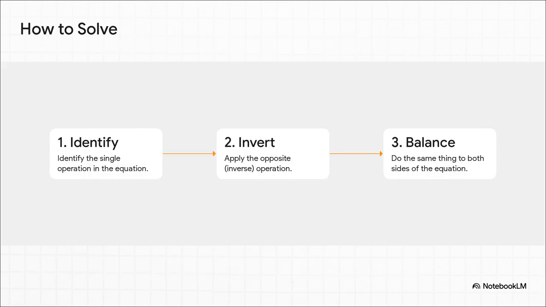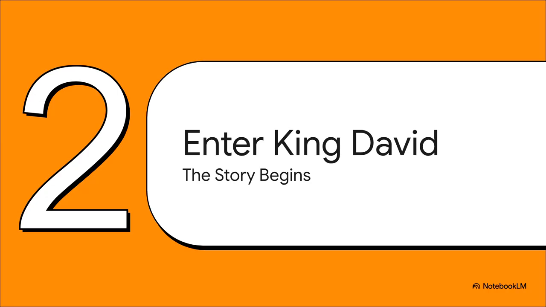So how do you figure out the missing piece? It's a simple three-step process. First, you just identify the one operation that's happening. Is it addition? Subtraction? You get the idea. Next, you do the inverse, the exact opposite. And this last part is the golden rule. You absolutely cannot forget it. Whatever you do to one side of that equation, you have to do it to the other. You've got to keep that seesaw perfectly level. All right, math logic, check.